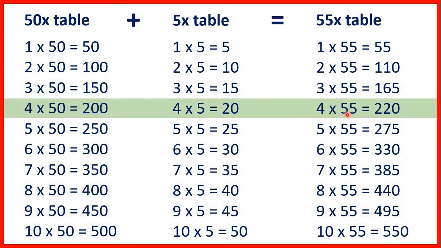So because we wanted to work out 4 times 55, we could work out 4 times 50, work out 4 times 5, and then add up our answers, because 200 plus 20 is 220.